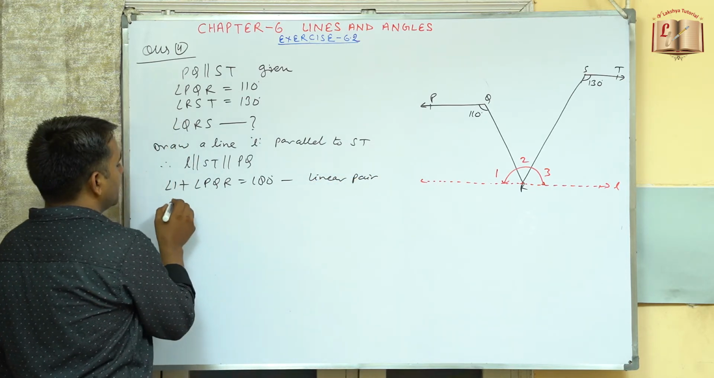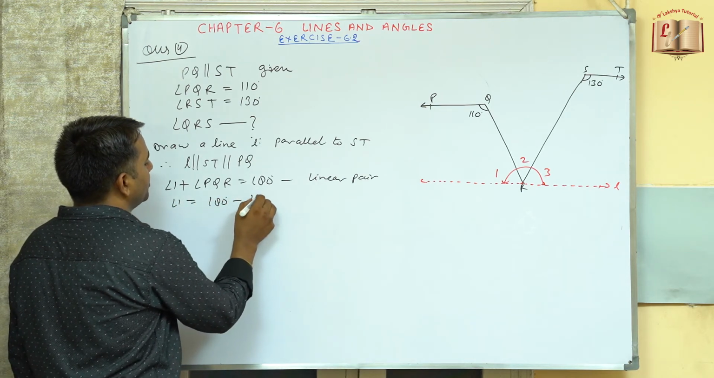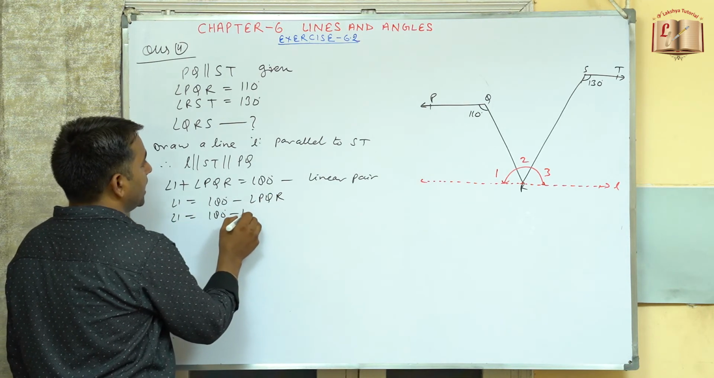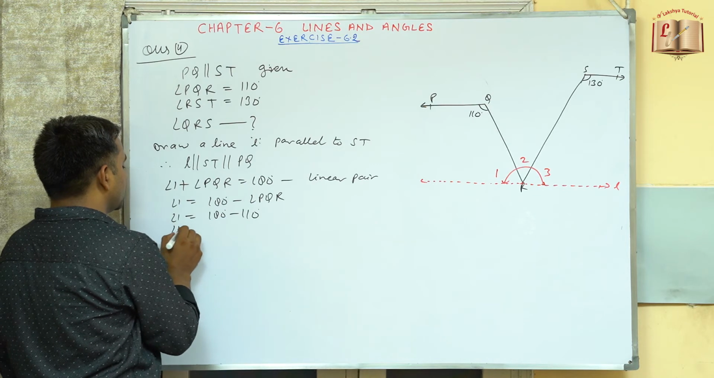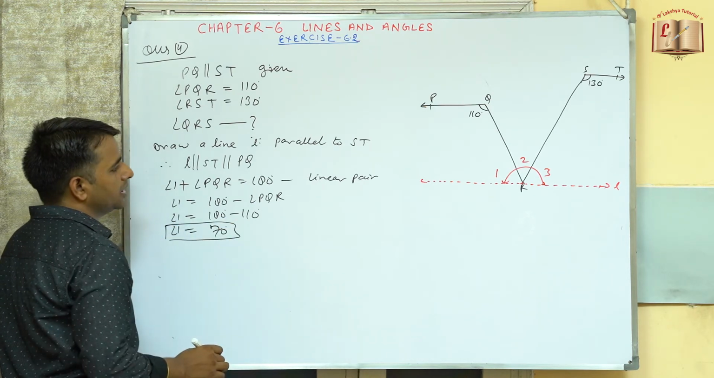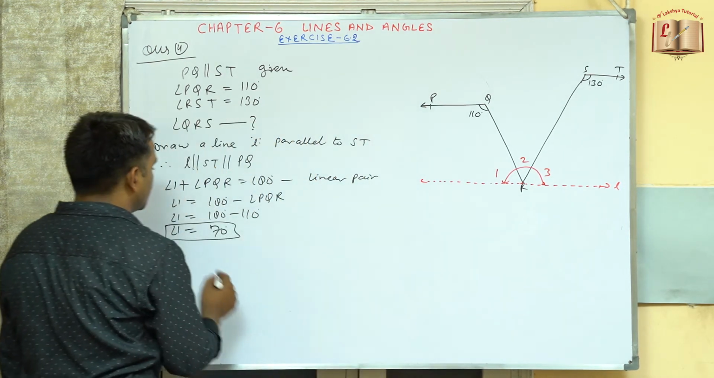So we got angle 1 is equal to 180 degree minus angle PQR. So angle 1 equals 180 degree minus 110 degree. So angle 1 equals 70 degree. Angle 1 we got 70 degree. Similarly, these two are also linear pair.